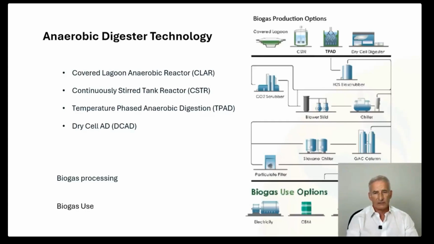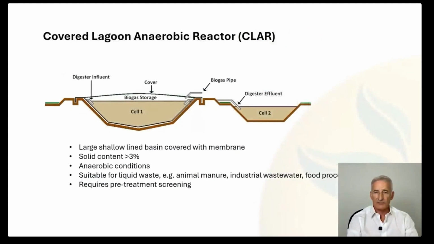So the first technique we're going to be looking at is the covered lagoon anaerobic reactor. It's a process that treats liquid waste with low solid content in large, shallow earthen basins covered with a gas-tight membrane. The anaerobic microorganisms break down the organic matter, producing biogas and treated effluent. The process is suitable for waste such as animal manure, industrial wastewater, and diluted food processing waste with a solid content of less than 3%.